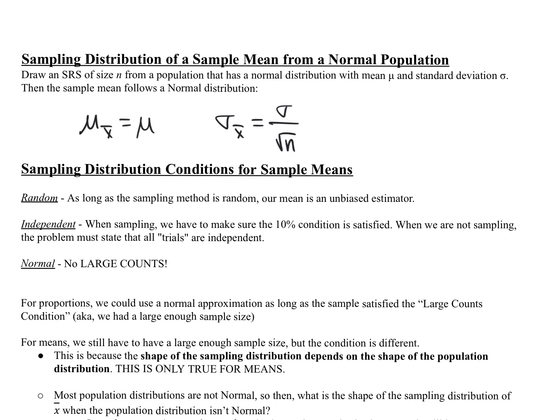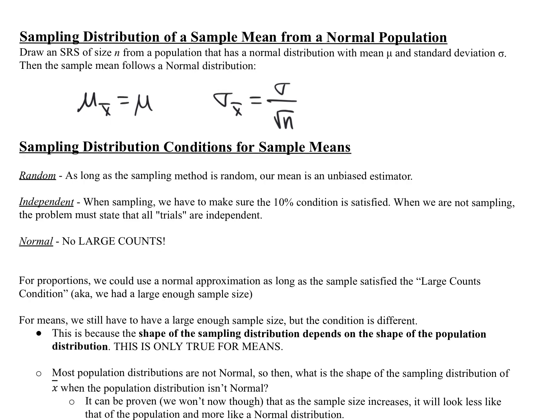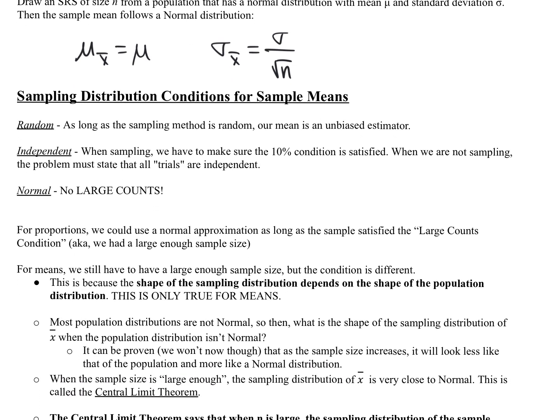Next, we're going to talk about our conditions. So we still have the same three conditions that we had for a proportion. It has to be random, independent, and normal. However, one of these conditions is checked differently than it was for proportions. So for random, as long as the sampling method is random, our mean is an unbiased estimator. For independent, we still have to make sure our 10% condition is satisfied. If we're not sampling, the problem has to state that our trials are independent. So our 10% condition is n is less than or equal to 0.1 of our population N.